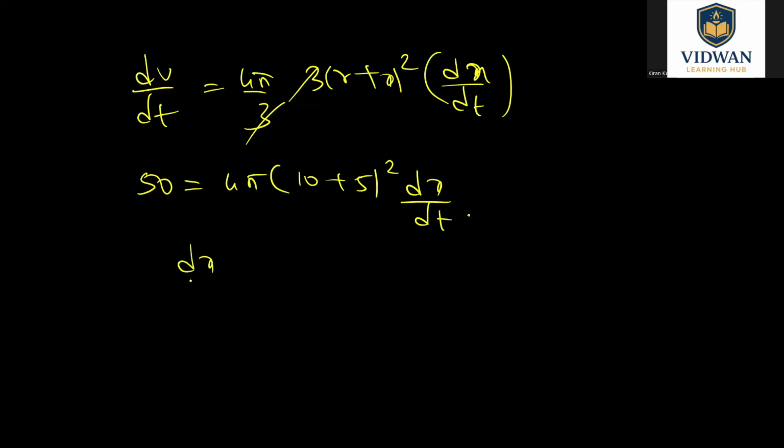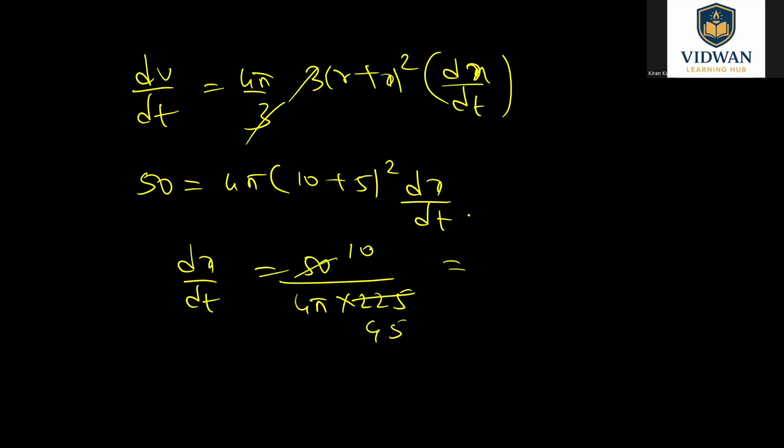And what is dx/dt from here? 50 divided by 4π into (10 + 5) whole square. So there is 15 square, 225. And if you cancel this, what do you get? With 5, if you cancel 5 ten times, and this if you cancel with 5, you'll get 45. Again, you can cancel 5 two times and 9 times. 2 by 4π into 9. Again, you cancel 2 times, you'll get 1 by 18π.